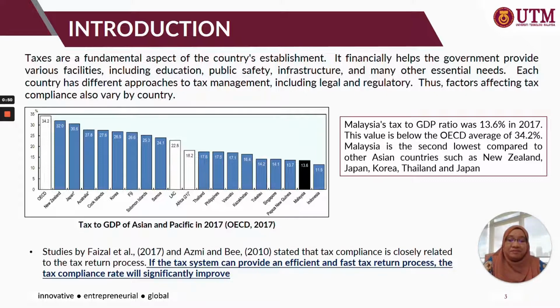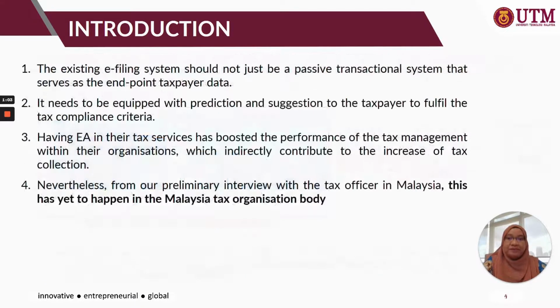Studies from Faisal and Hasimi stated that if the tax system can provide an efficient and fast way of processing tax returns, the tax compliance rate will significantly improve. So this study will look into those matters, and see how we can assess those issues using the enterprise architecture approach. The e-filing system shouldn't be just a passive transactional system; it should provide prediction and suggestion to taxpayers for tax compliance.